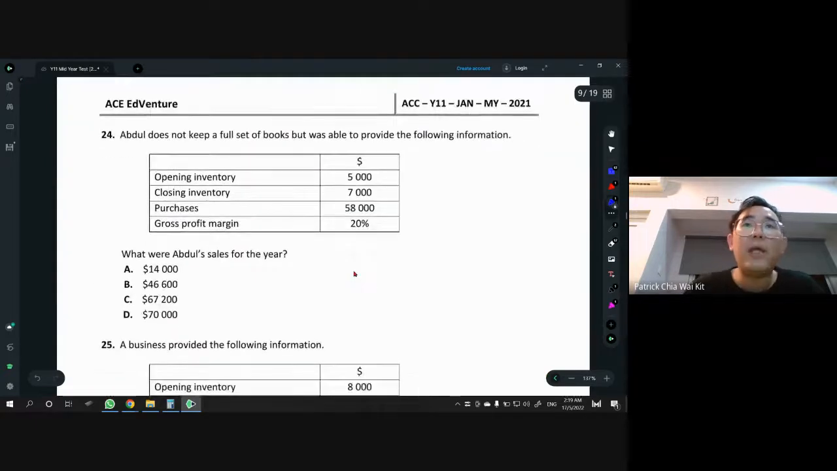Okay, 24. We have a question that says what were Abdul's sales for the year? Sales for the year, given margin. So the moment you see the word margin, first thing first, please remember, always do this first. Always write down the layout. Sales minus cost of sales equals GP. Always draw this one first.